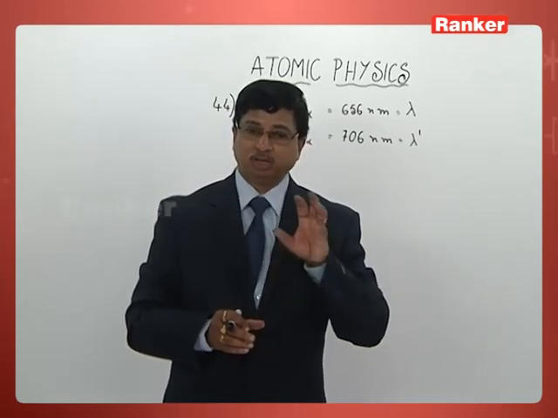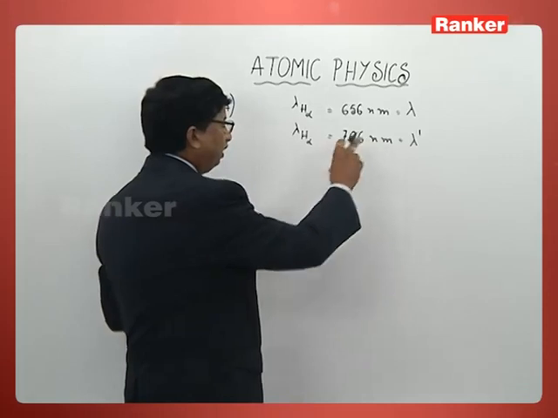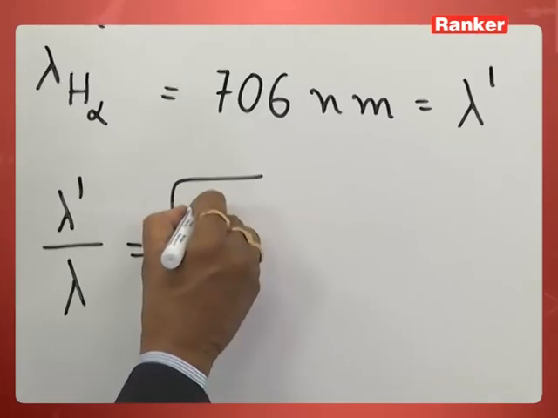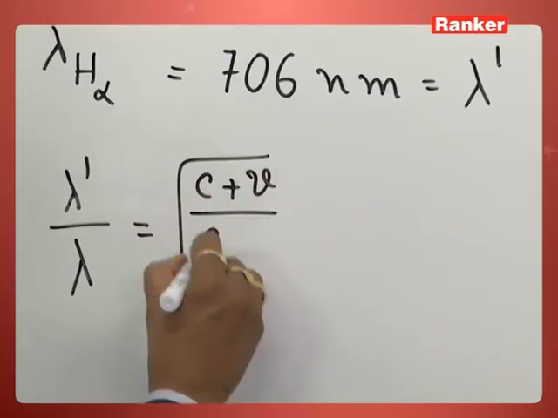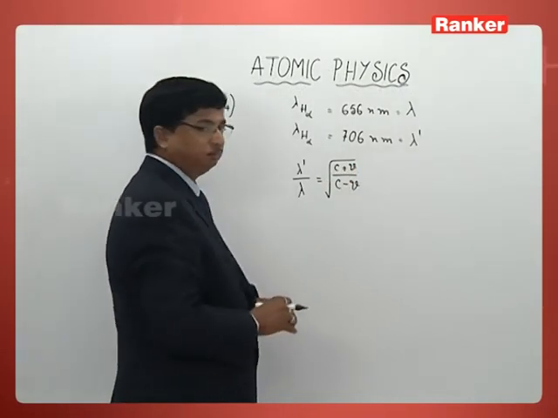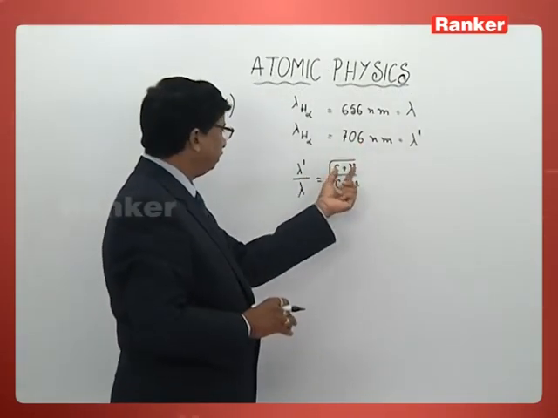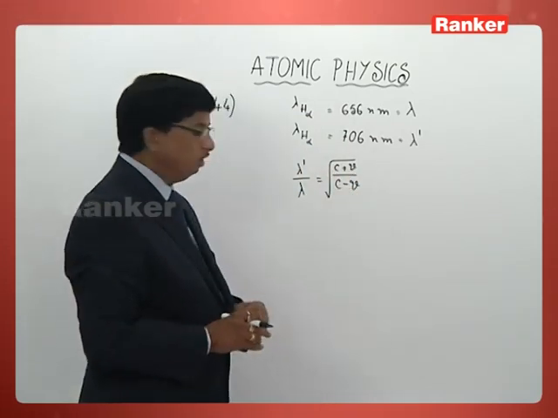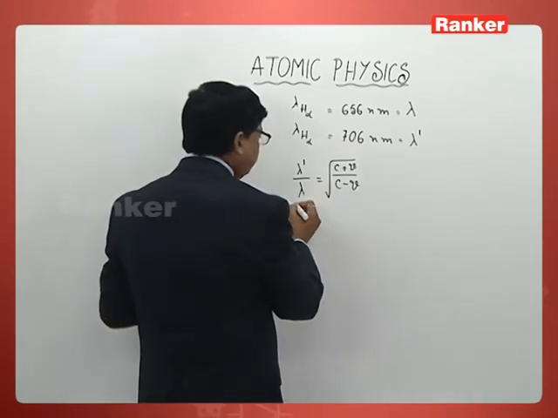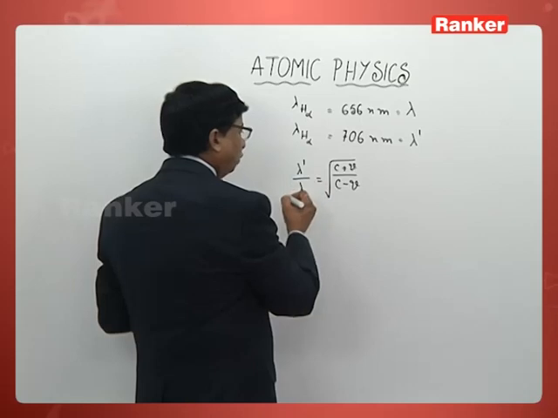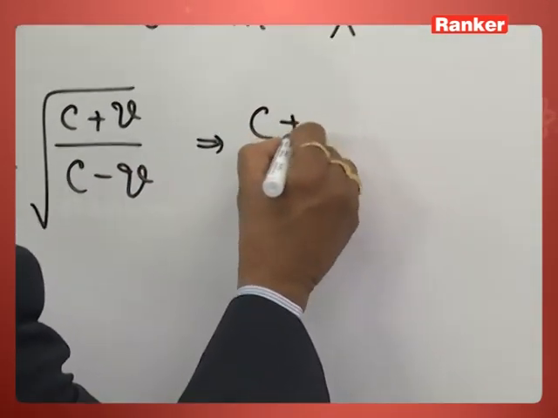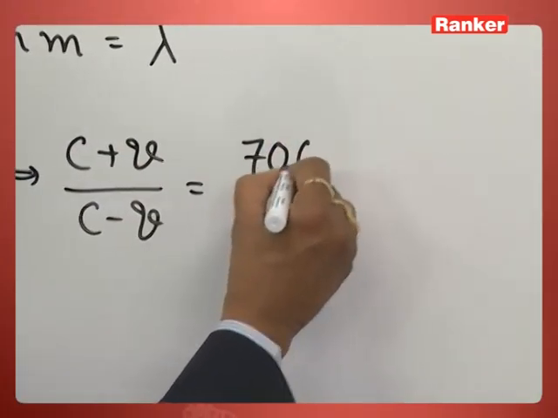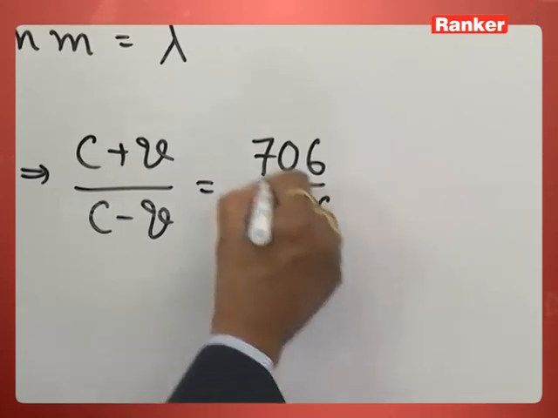What is it we have to take now? If I take this one as lambda dash by lambda, that can be taken as the square root of c plus v by c minus v. This lambda dash being greater and lambda being smaller, what we can directly write in this particular case is that c plus v by c minus v is going to be 706 by 656 whole square.